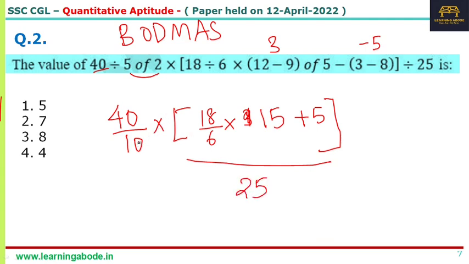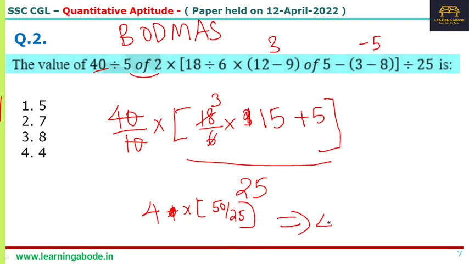So let's simplify it further. Now this is 4 times, 4 into, let's check what is there in the bracket. 18 by 6 is 3, 3 times 15 is 45, 45 plus 5 is 50. So 4 into 50 by 25. Now 50 by 25 is 2, right? So this leads to 4 into 2, that's equal to 8.